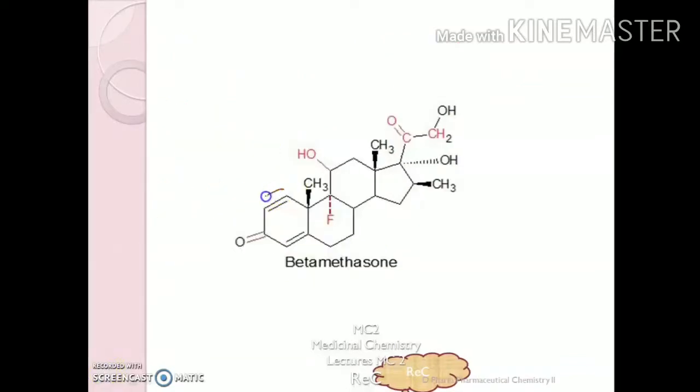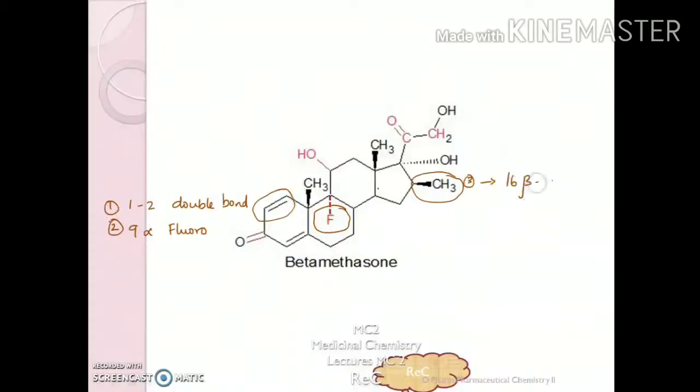Then coming to the next drug, betamethasone. It is different from hydrocortisone in 3 points. First, it carries a double bond at the first position, as prednisolone does. Second, it carries a fluorine group at the 9th position, a 9-alpha fluoro group. Third, it carries a beta-methyl group at the 16th position. So these 3 differences are there in betamethasone, and its name is written as 9-fluoro 16-beta-methyl prednisolone.